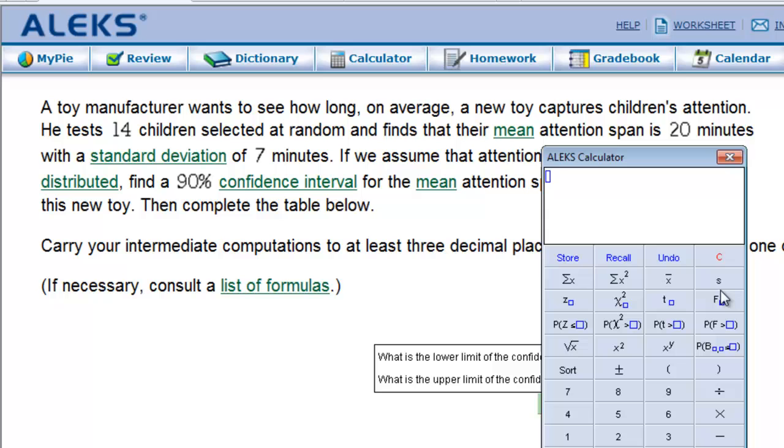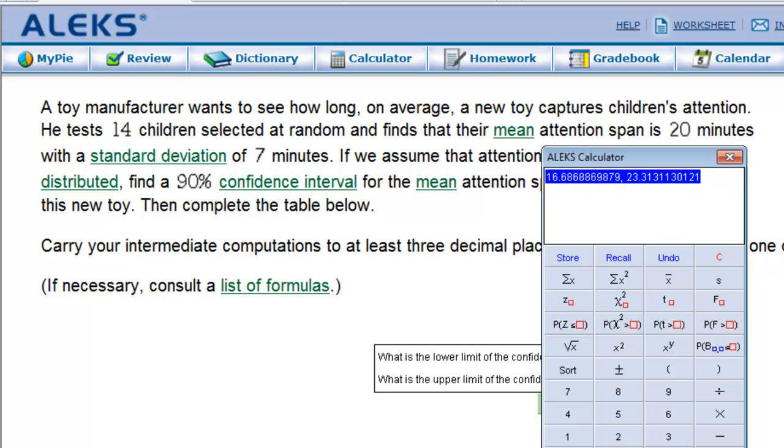The sample mean was 20. We hit the plus or minus button. We hit T alpha over 2. So 90% confidence means alpha over 2 is again 0.05. I guess I like to use that one. 14 children means degrees of freedom is 13. Arrow over times the sample standard deviation, which was 7, divided by the square root of the sample size, which is 14. So we go square root of 14. And our answers are these.